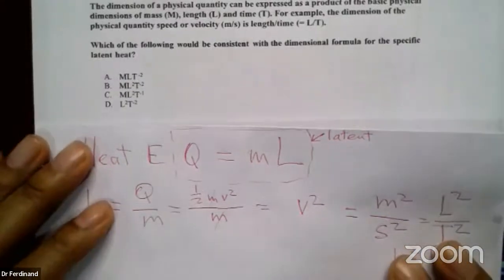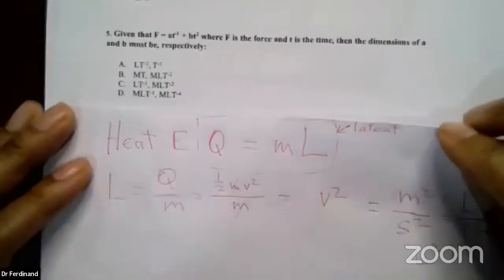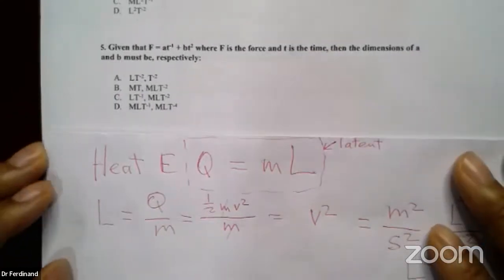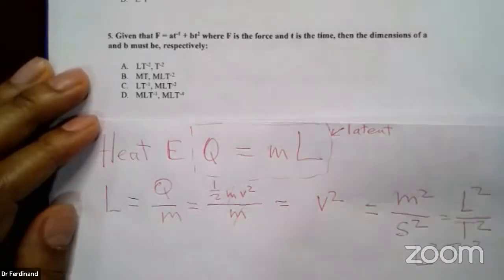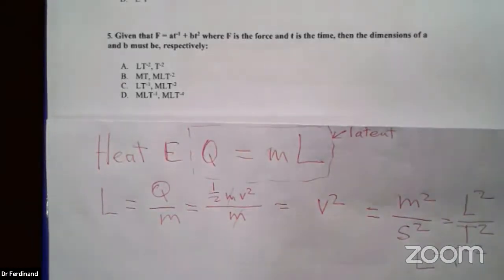Okay, so 4 is indeed D. D is in Daniel. I think I prefer Daniel than Donald because of American politics. And going on to number 5. So now we're given an equation where F is the force and T is the time. What are the dimensions of A and B, respectively?